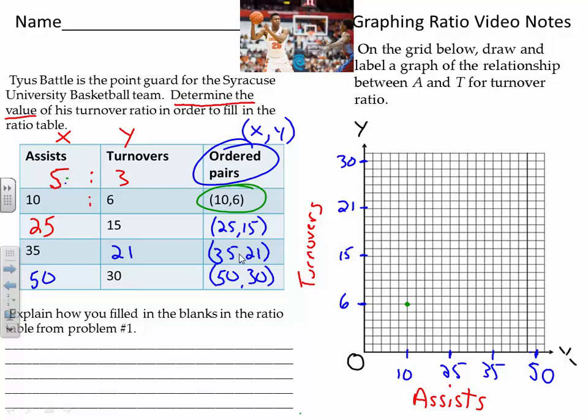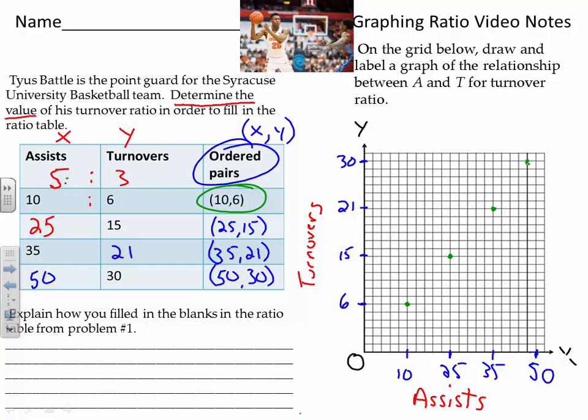The second one says over 25, up 15. Remember, the first one's x, the second one's y. So I'm going to go over to the 25, and I'm going to go up to the 15, like so. The third one says over 35, up 21. Notice that I'm starting at 0 every time. I'm going over to the 35 and up to the 21 right there. I'm putting my points where the lines intersect. And the last one says over 50, up 30. So I start at 0, I go over 50, I go up 30, which is right there.